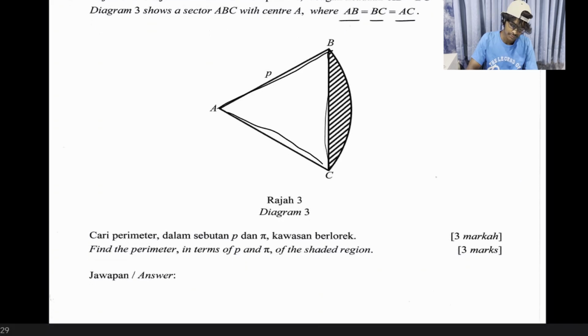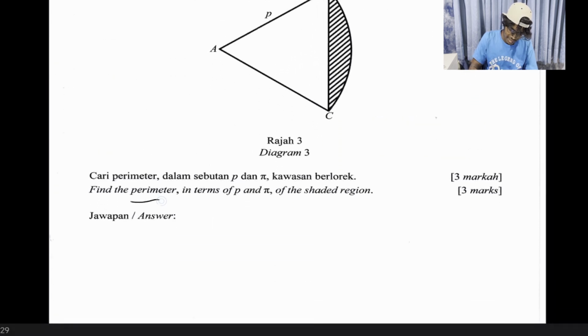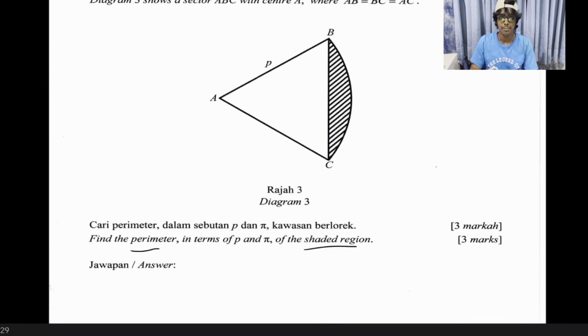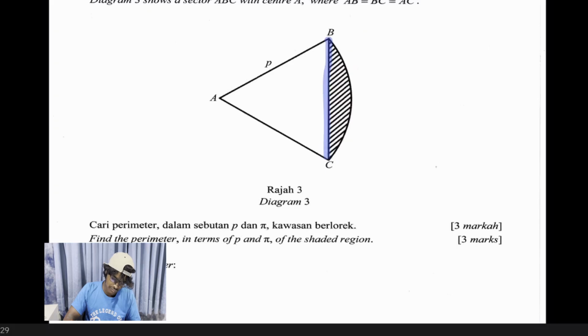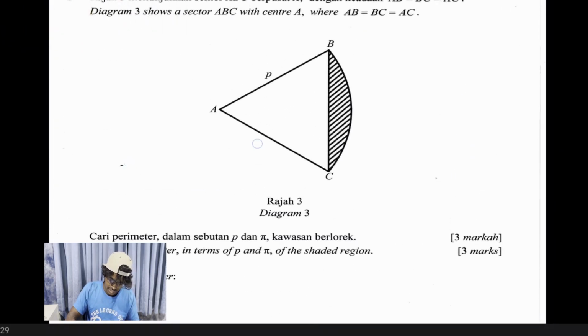So what do we do? Right now the question is asking you to find the perimeter. What does perimeter mean? Perimeter basically means all the lines that you see, you just have to add them together. They said perimeter of the shaded region. This is one of your lines, and this is also the second line. Now we already know that this here is P and this here is P, but we don't know this part. How do we find it?